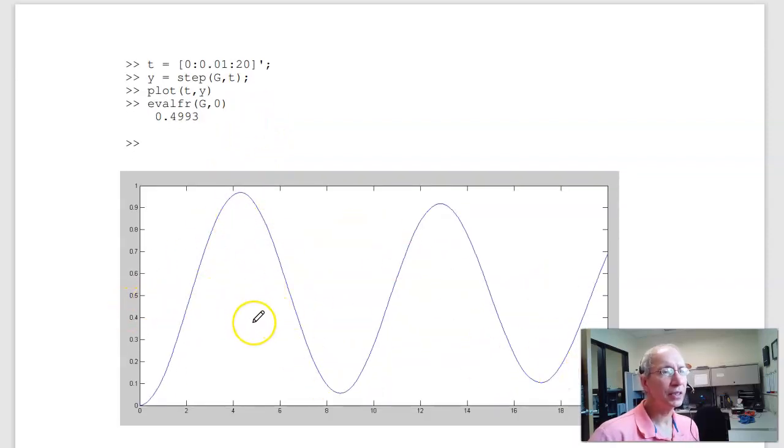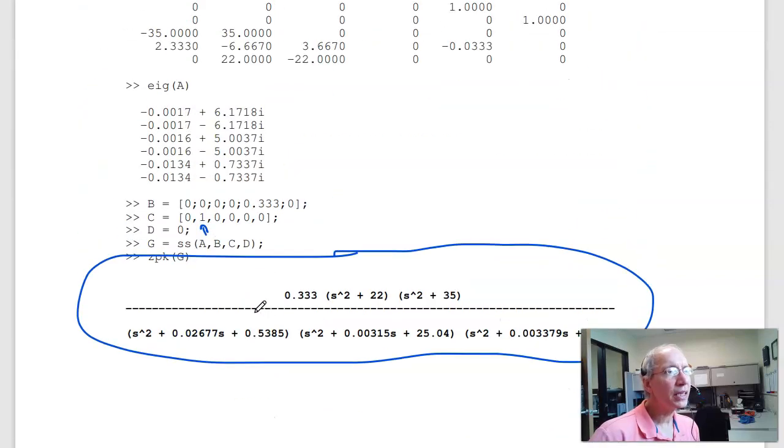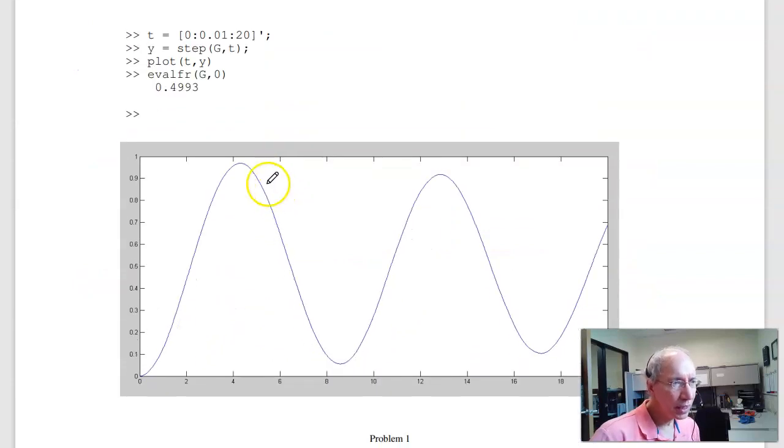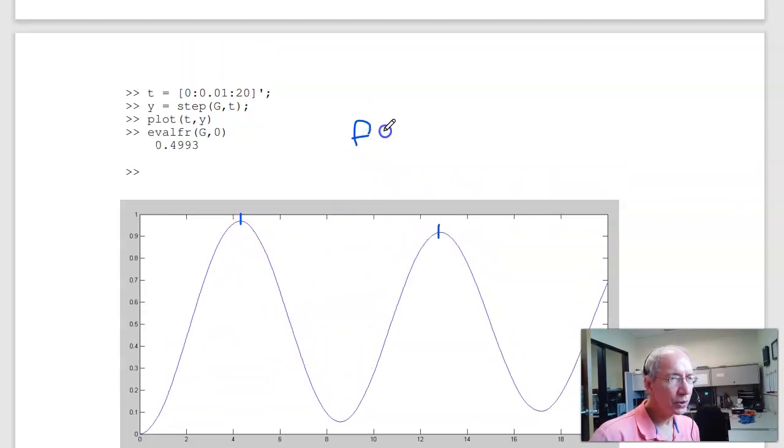That's not unexpected. Again, here's the poles. This one's your dominant pole, should be oscillating at 0.73 radians per second. And here the period from here to here is, what is that? 4 to 12, 8 seconds. So the omega is 2 pi over 8. 6/8 is about 0.7. So yep, that's your dominant pole.